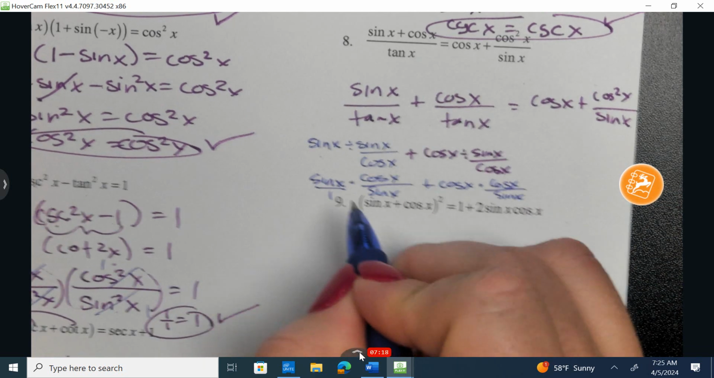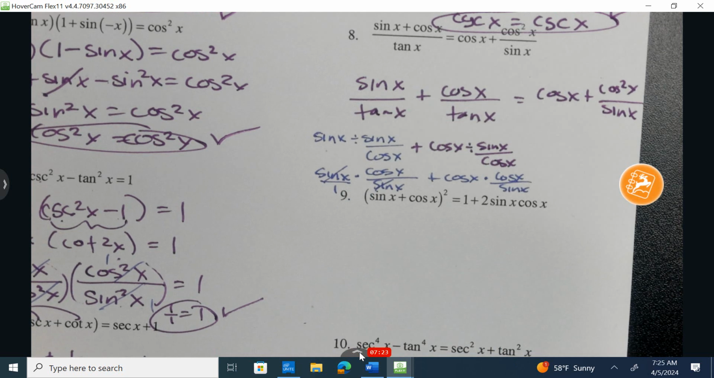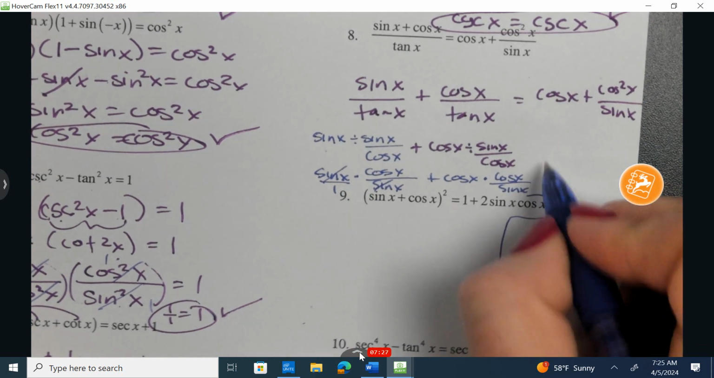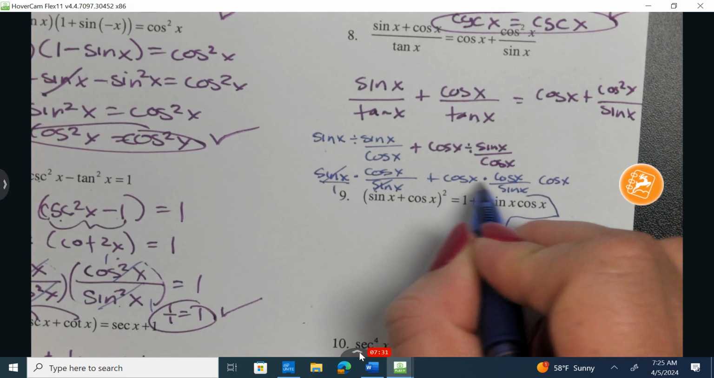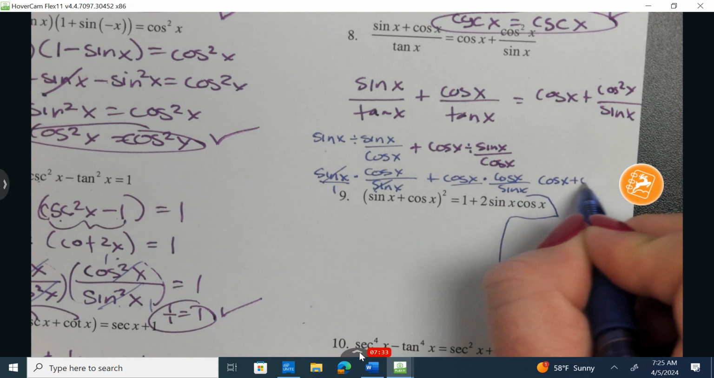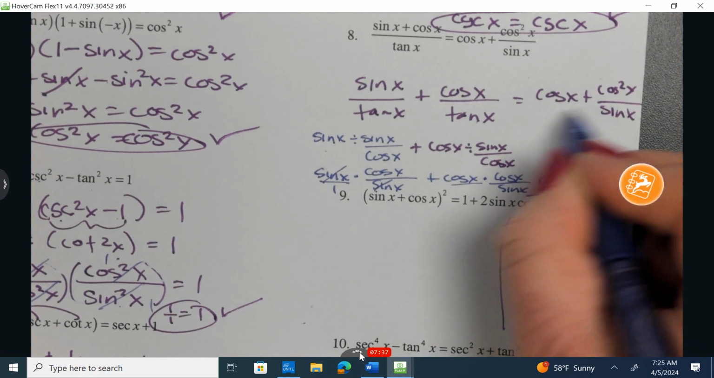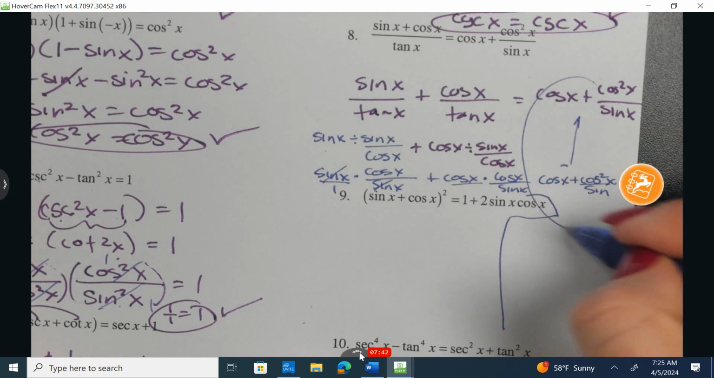Now, on the left-hand side, the sines are going to simplify, and I'm left with just cosines. I need a little more space here. Oh, let's see if I can borrow from this area. So here I'm left with just cosine of x. Now, on the right-hand side, I have cosine of x over sine plus cosine x squared over sine. And we can see that's exactly what I have on the right. So this is equivalent to this, and it works.